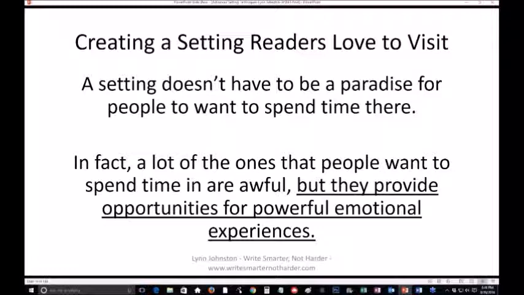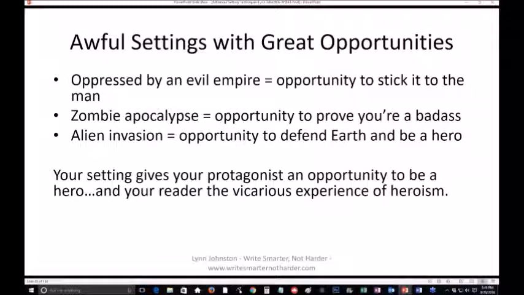And in fact, in most of the settings from fiction that people are obsessive about, the setting is actually kind of a horrible place. And the reason for that is that even though the setting is awful, those settings also provide an opportunity for a very powerful emotional experience. Awful settings with great opportunities for intense emotional experiences. If you are being oppressed by an evil empire, that is such a good opportunity to stick it to the man and to be the one that stands up and is defiant. And if that's like a personal fantasy for you, you're going to love stories where people are being oppressed by some higher evil authority.